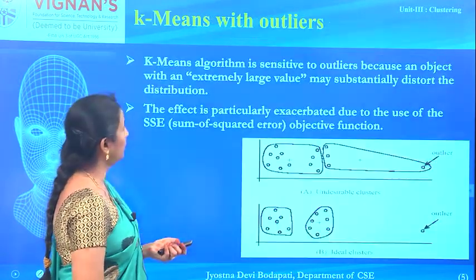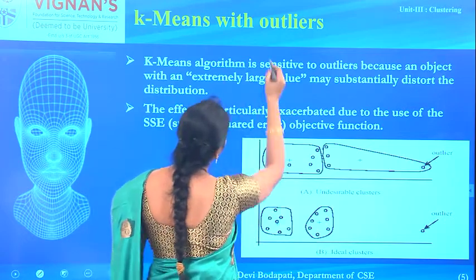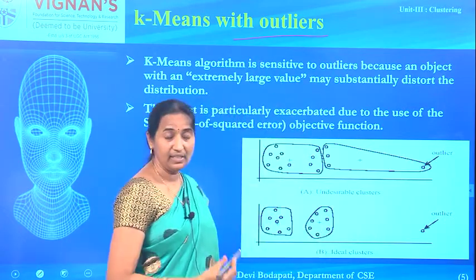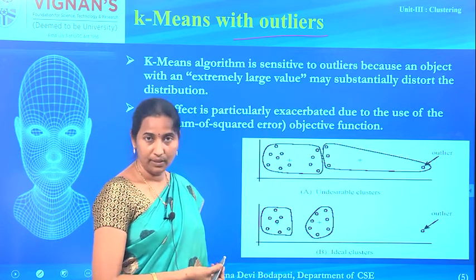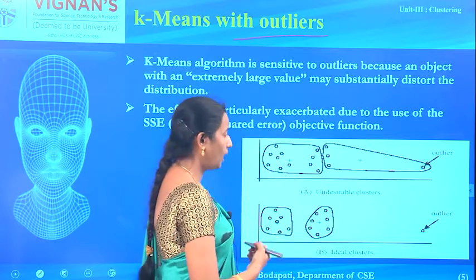That's one limitation of K-means, and the other limitation of K-means is that it's very much sensitive to outliers. If there is any outlier in the input data, then K-means is very much sensitive to it.